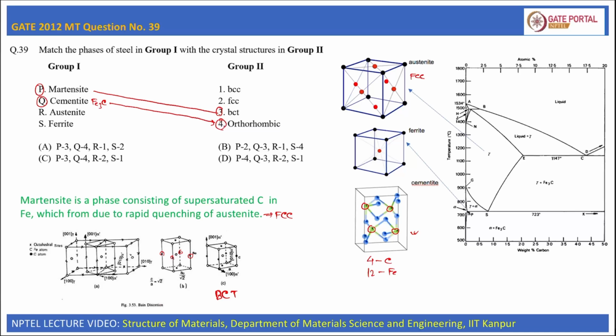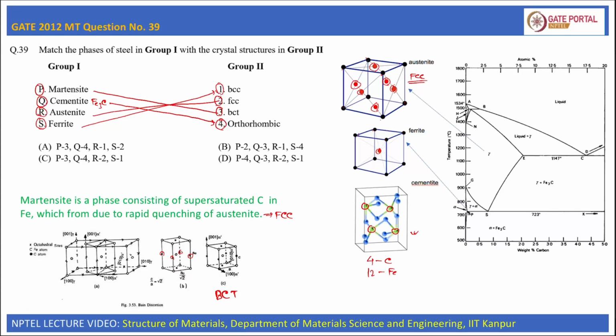And now austenite is FCC structure, which we have already mentioned earlier. Here the colors of the atoms are different just to describe the different locations of the atoms, not the type of the atoms. So the R in group 1 will go with the 2 in group 2. And ferrite has BCC structure, where 8 atoms are located at the corners of a cube, and 1 atom is located at the body centered position. So S will go with the 1 in group 2.